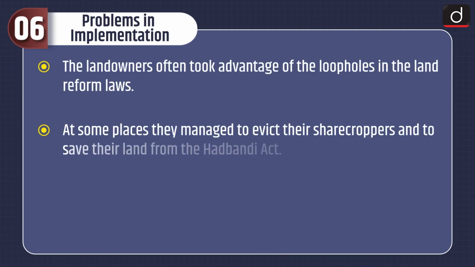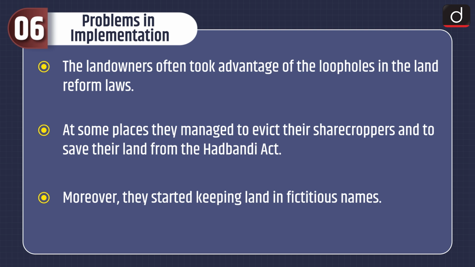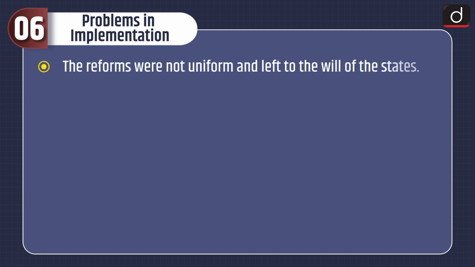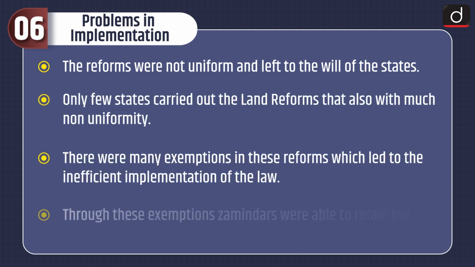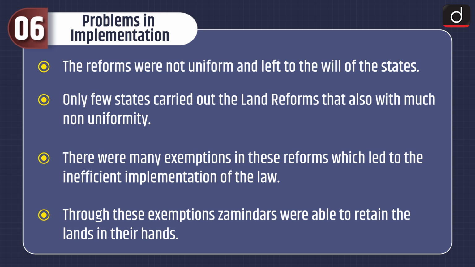Now let's have a look at the problems in implementation. The landowners often took advantage of the loopholes in the land reform laws. At some places, they managed to evict their sharecroppers and to save their land from the Hadbandi Act. Moreover, they started keeping land in fictitious names. The reforms were not uniform and were left to the will of the states. Only a few states carried out the land reforms, and that also with much non-uniformity. There were many exemptions in these reforms which led to inefficient implementation of the law. Through these exemptions, zamindars were able to retain the lands in their hands.